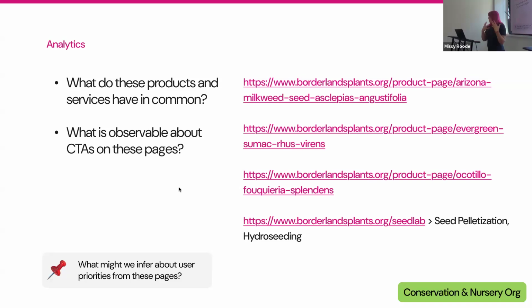So when I ask what we might infer about user priorities from these pages, it's going to be those. We think that users care about supporting pollinator populations, drought resistant plants, and erosion control.